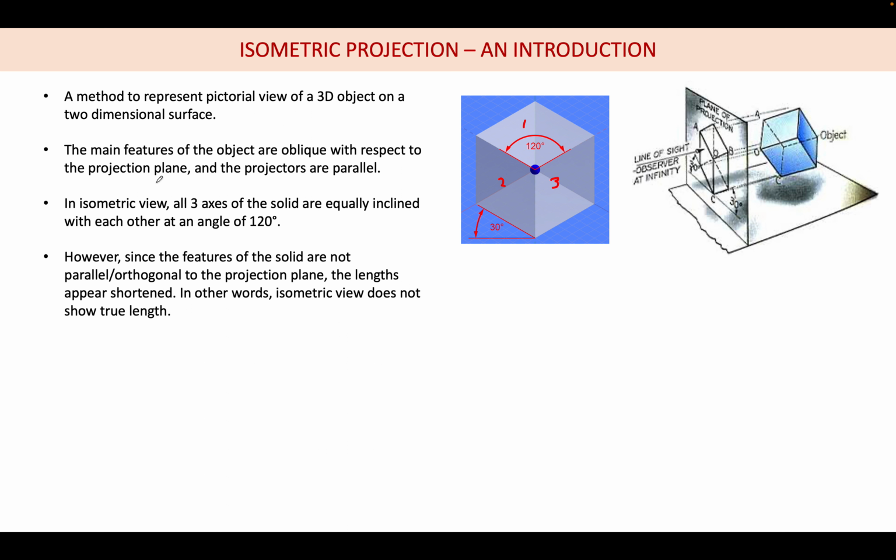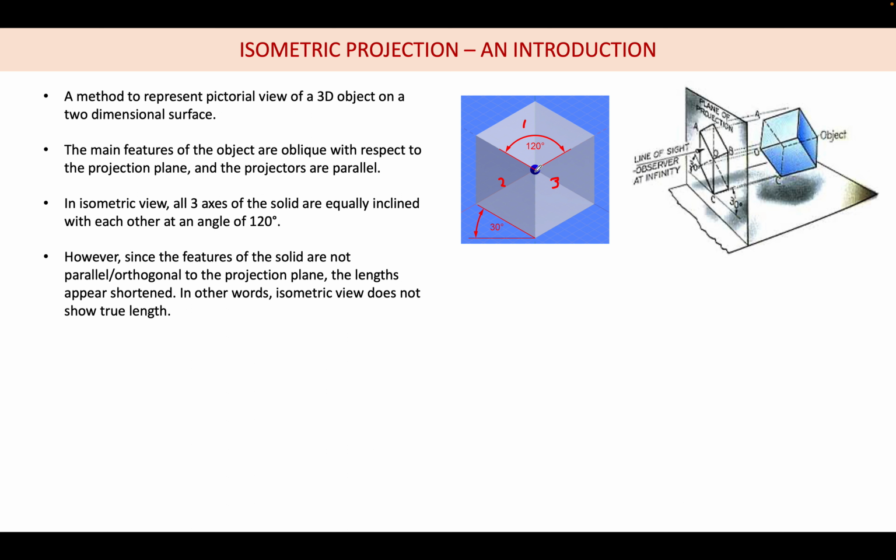So one thing in isometric projection is that the main features of the object are oblique with respect to the projection plane, and the projectors are parallel. So projectors, if you see, they are all parallel to each other and they are perpendicular to the projection plane, but the object is not parallel to the projection plane. It is oblique. It is slightly inclined in such a way that all the three axes are equally inclined with each other at an angle of 120 degree.